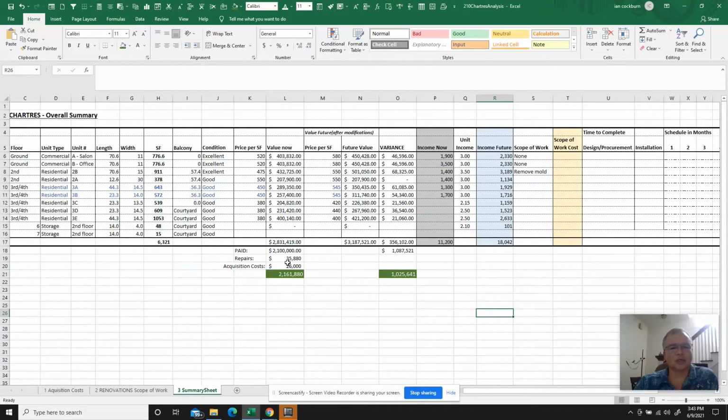Down here are acquisition costs, so you have what you paid, what you have in repairs, and what you had for the acquisition, to a total price of what it really cost you to own this building in whatever period of time. And then we'll look at the future here as to what could you sell this building for. And then, of course, the difference is your profit.